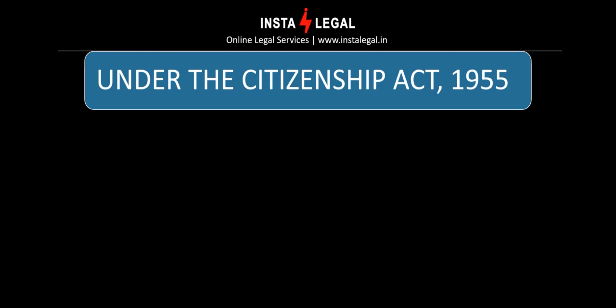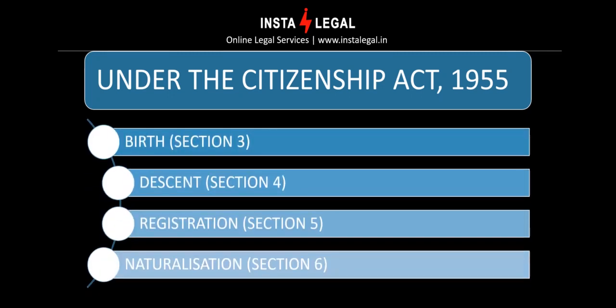The act that provides for the acquisition of Indian citizenship is the Citizenship Act 1955. This act enshrines the following four ways of getting Indian citizenship. First, by means of birth, detailed in Section 3 of the Act. Second, through descent, elaborated in Section 4. Third, by registration, covered under Section 5. And finally, by way of naturalization, detailed in Section 6 of the Citizenship Act. It would be good to understand the above four methods in a bit more detail.